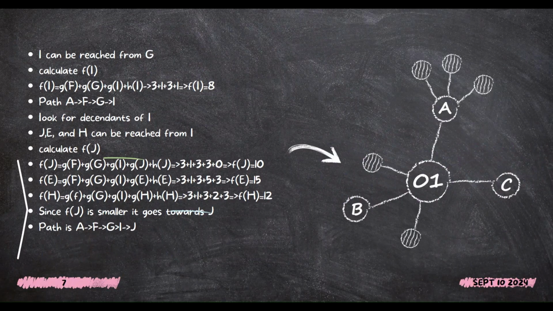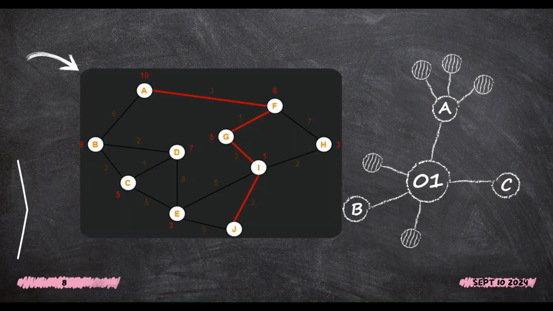F(J) is 10, f(E) is 15, and f(H) is 12. Since J is smallest, it goes towards J. So the path would be A to F to G to I to J. This is the shortest path, and we can calculate the actual cost of the path taken. This is the graph, and I have marked this path in a red line. A to F costs 3, F to G costs 1, G to I costs 3, and I to J costs 3. So the total cost would be 10.